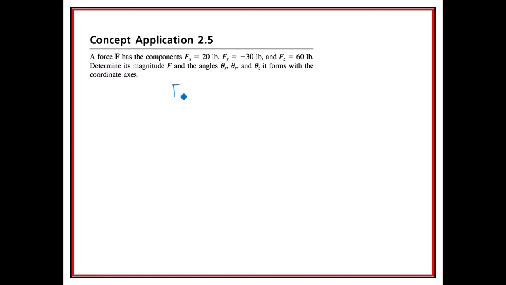We're given fx is equal to 20 pounds, fy is equal to negative 30 pounds, and fz is equal to 60 pounds. So we want to find the magnitude of f, and we want to find theta x, theta y, and theta z. Well, it's not too terribly hard.